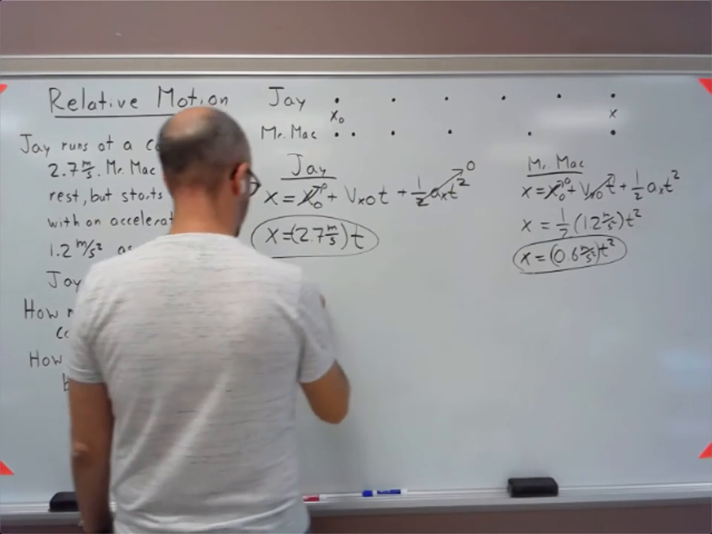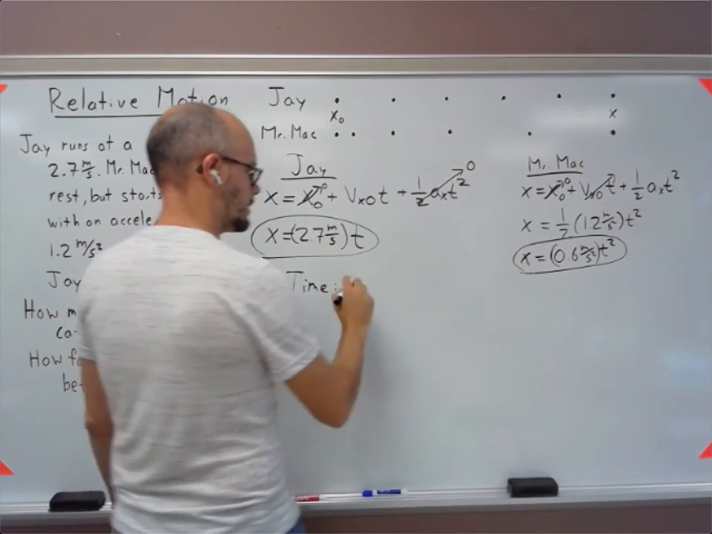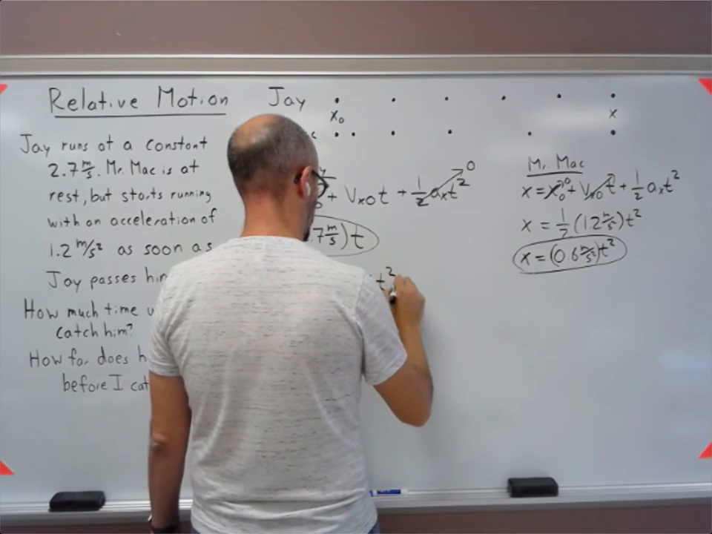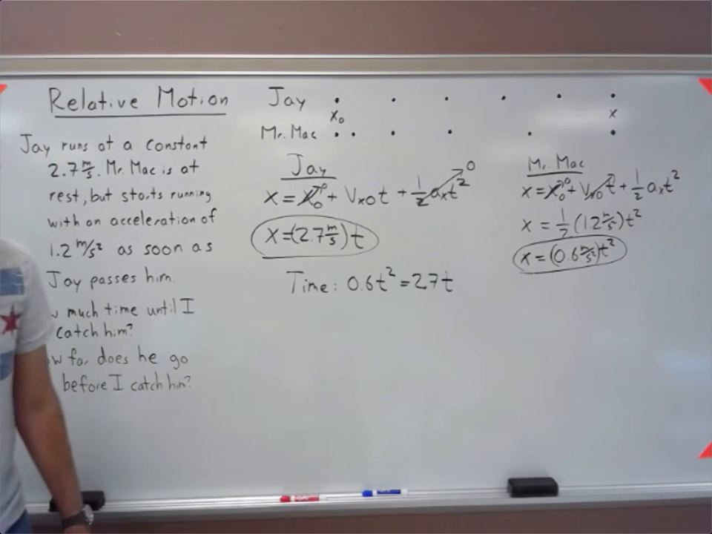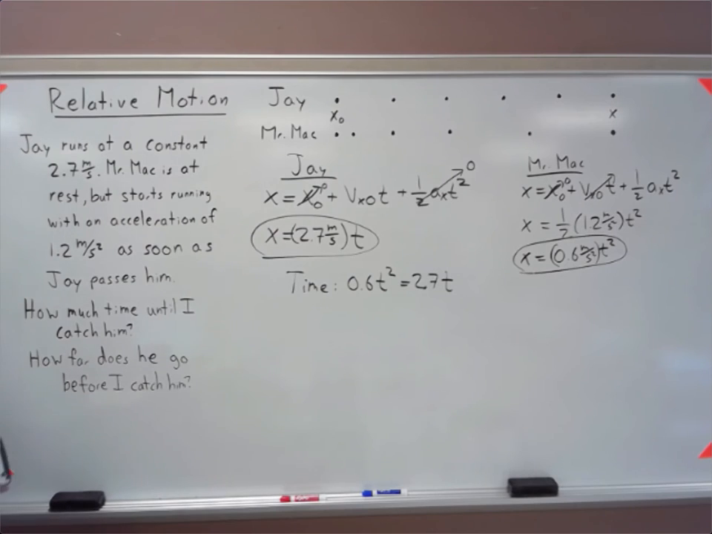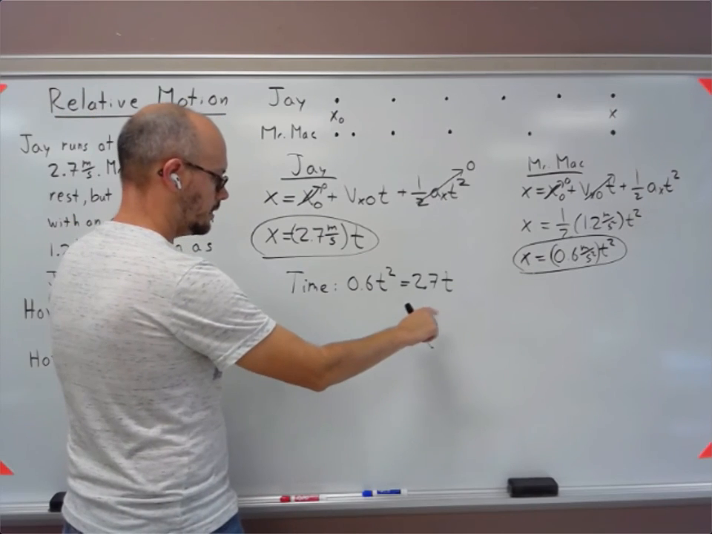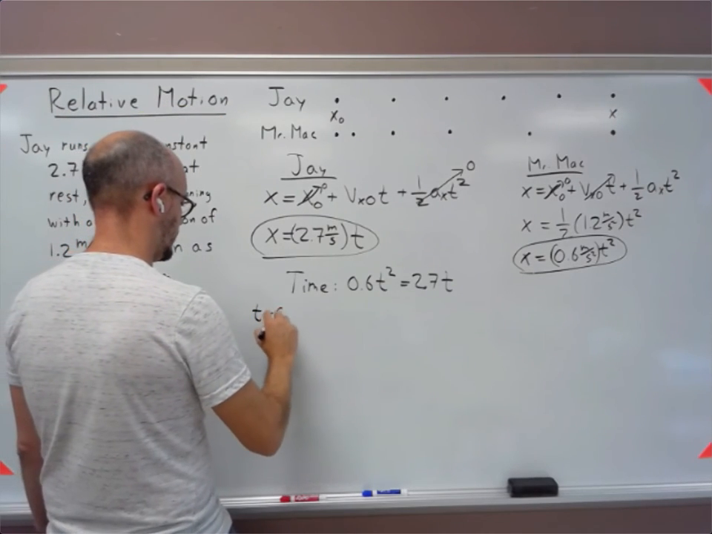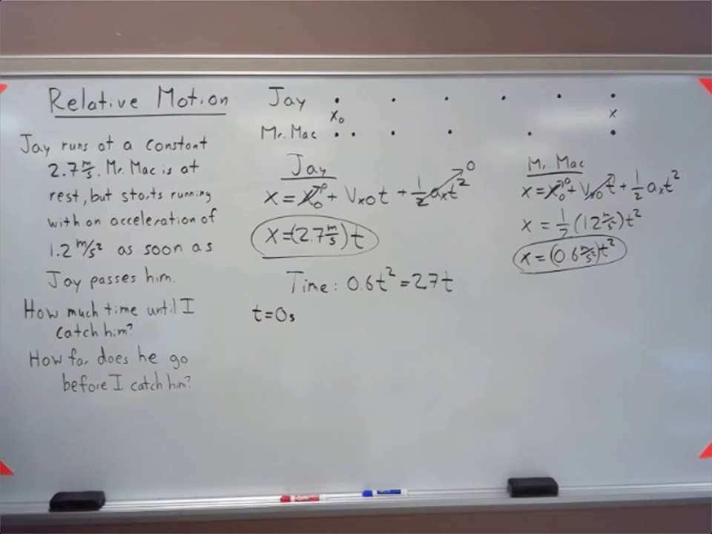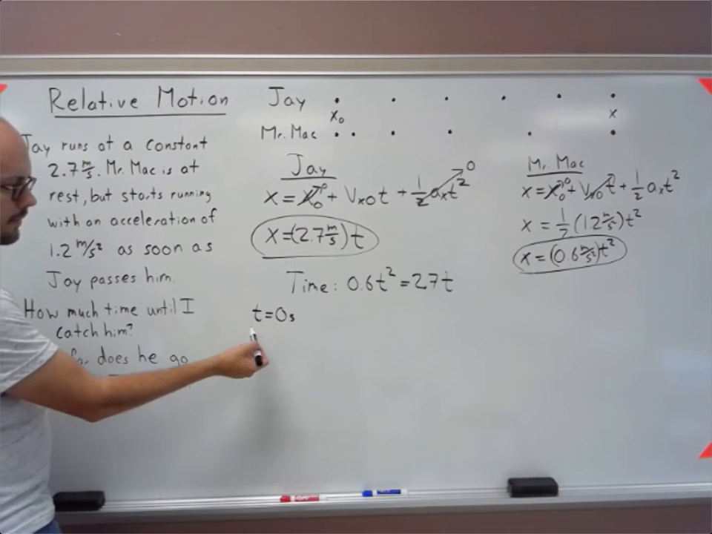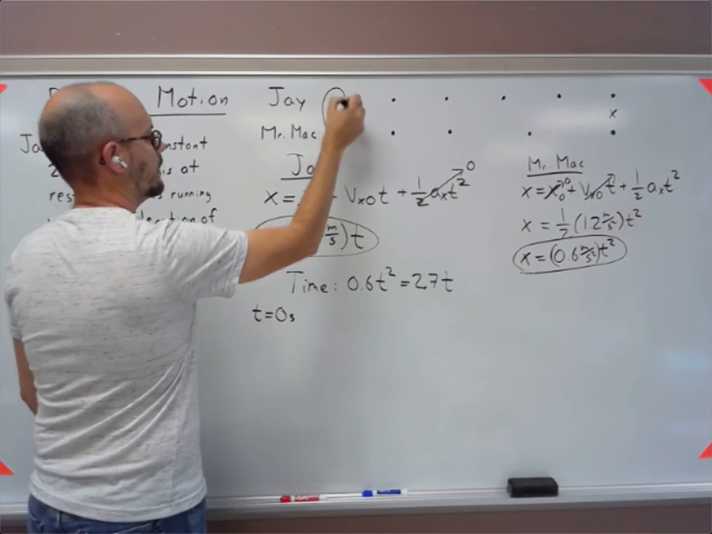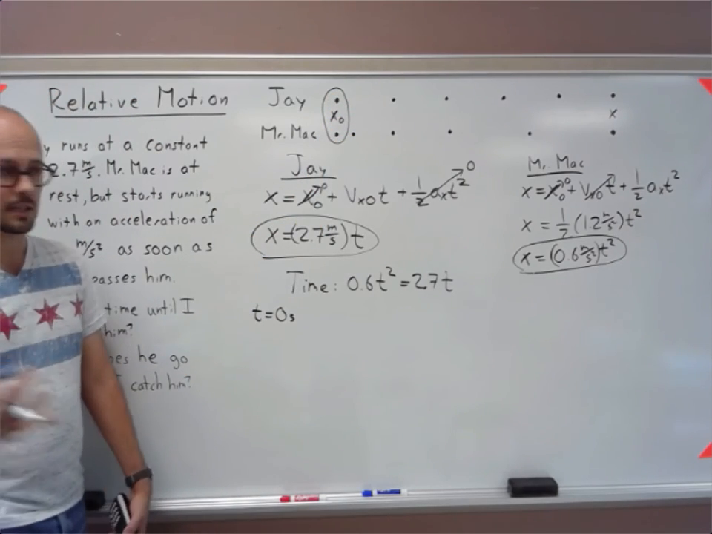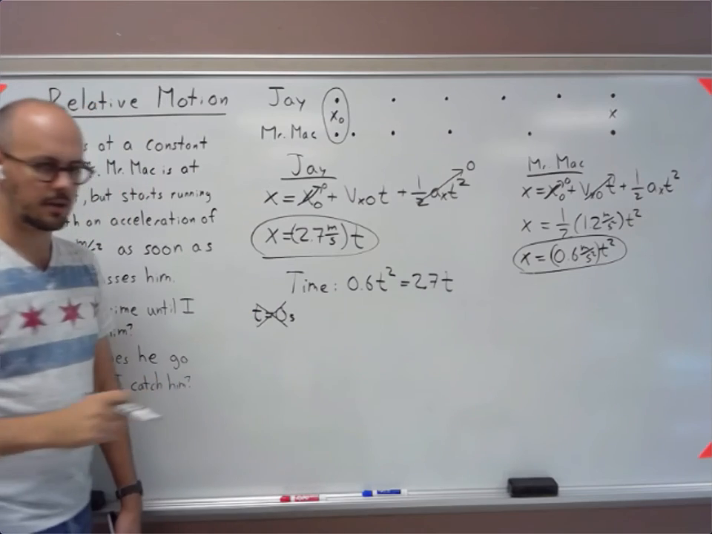So for time, I would say 0.6 t squared equals 2.7 t. And so, that's a quadratic equation. And because it's quadratic, it has two solutions. You could factor out a t, and you would say, okay, well, one of those solutions is t equals 0 seconds. That's not our answer. We kind of already know that. If t equals 0, this is a valid equation, and that's just what happens here, that we start at the same location at the beginning of the problem. So I know that's a solution, but I don't need that.